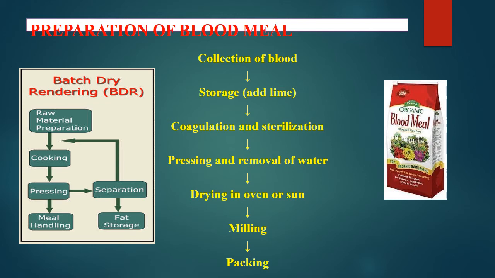After that we can do drying either in the sun or in an oven. In tropical countries, sun drying is very easy and economic. After that we can do grinding or milling and get the powder. This process can also be done in a rendering process or in the spray drying process.